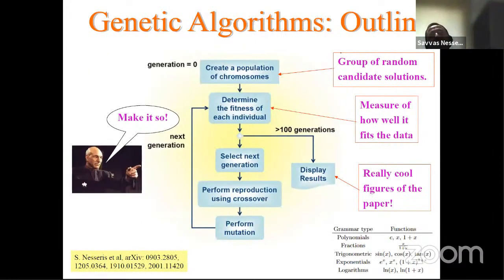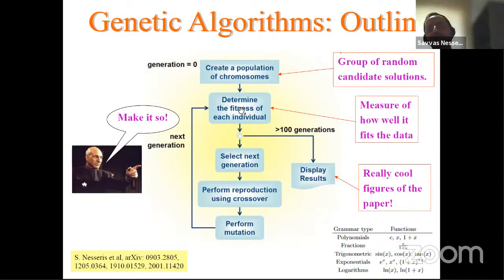So the way they work is, as I said, now instead of parameters and models, we have functions. So if we have some data, what we do is we set up our grammar. The grammar is the set of functions that we want to consider. For example, we could consider polynomials, fractions, sines, cosines, exponentials, logarithms, and so on. At the very first step, we take all of these functions and throw them at the data and calculate their fitness. Their fitness is just the chi-square.